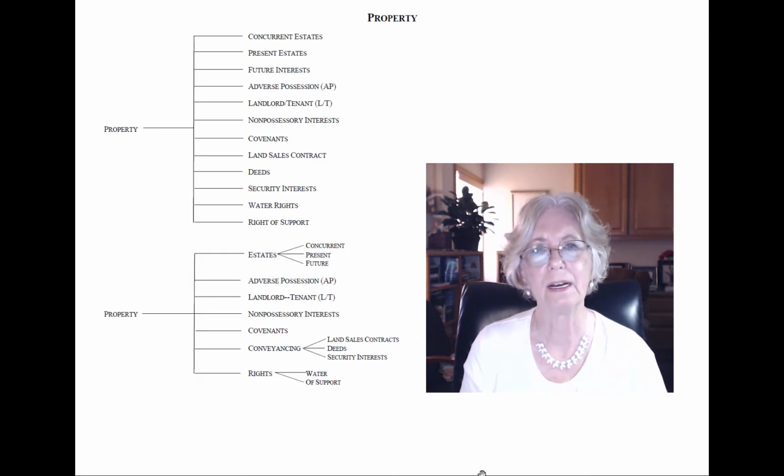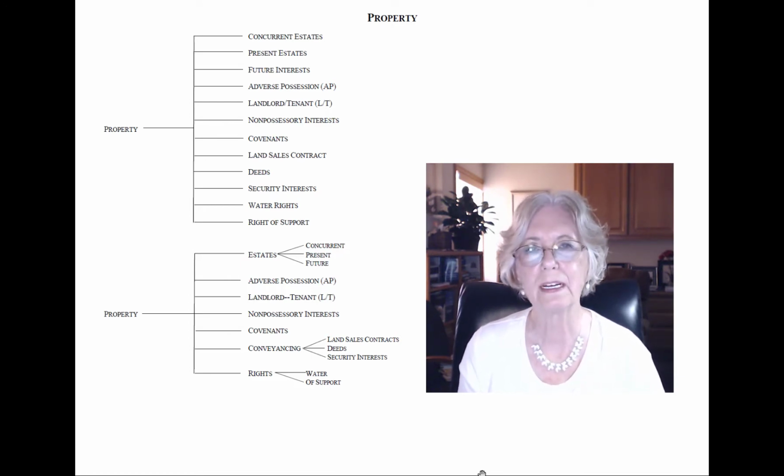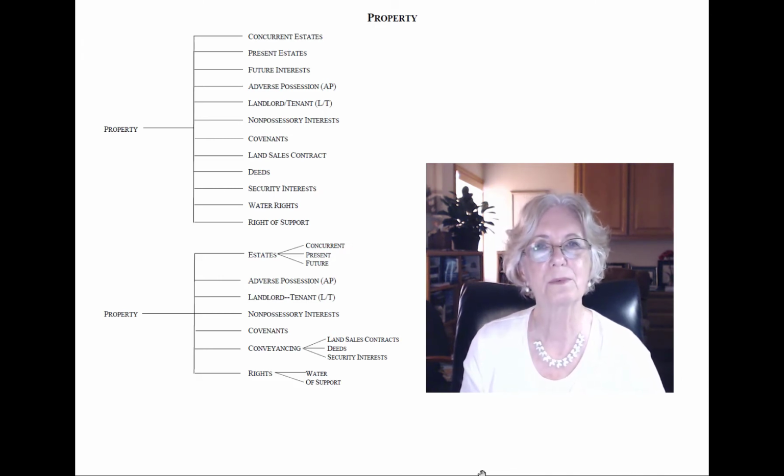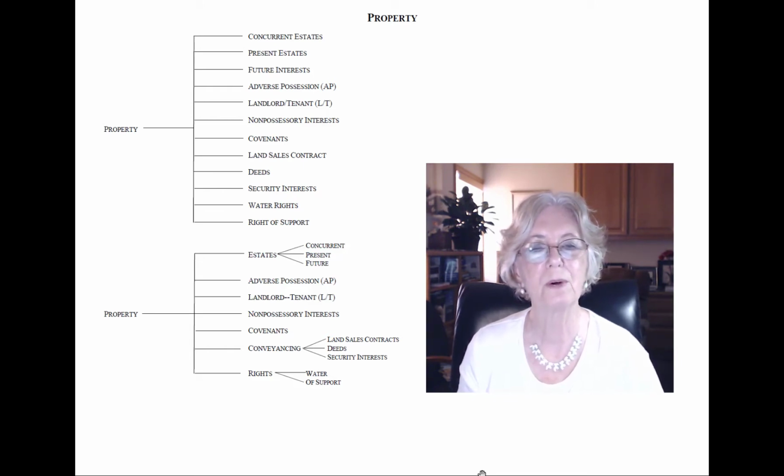Look at the second one. Instead of separating out concurrent estates, present estates, and future estates, we have one category called estates. And we know that there are three topics within that level one. Three main topics: concurrent, present, and future estates. Same way with the subject we're going to talk about now, conveyancing. Conveyancing has the land sales contract, deeds, and security interests.